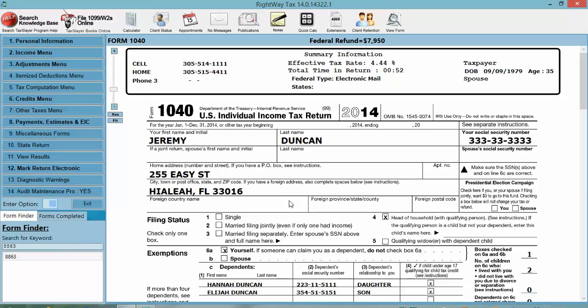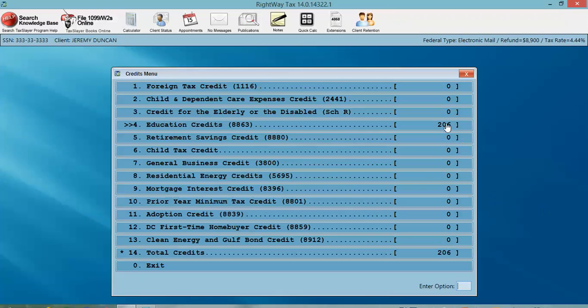Go back to the main screen, and we can scroll down, or we can just click into our credits menu and see how it calculated that. Gave us 206 bucks. So not life-changing, but it does help. And that is the American Opportunity Credit and the Lifetime Learning Credit in a nutshell. Big difference is one of which is refundable, the other is not. So very good. Hopefully this was helpful, and I appreciate you guys taking the time.